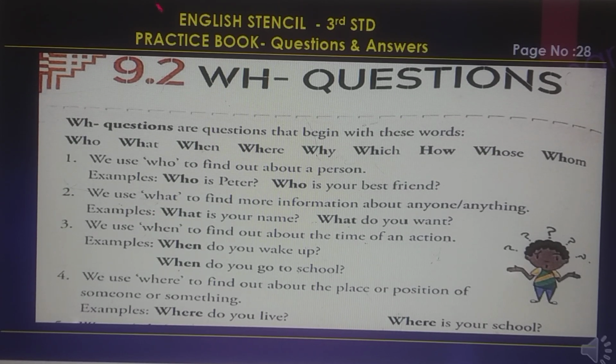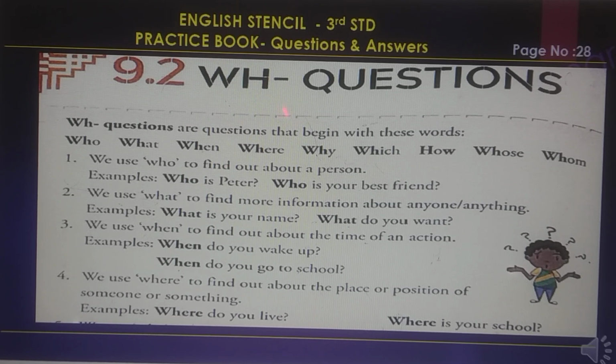And we use what to find more information about anyone or anything. Examples: what is your name? And what do you want? And the third one, we use when to find out about the time of an action. Example: when do you wake up? And when do you go to school?